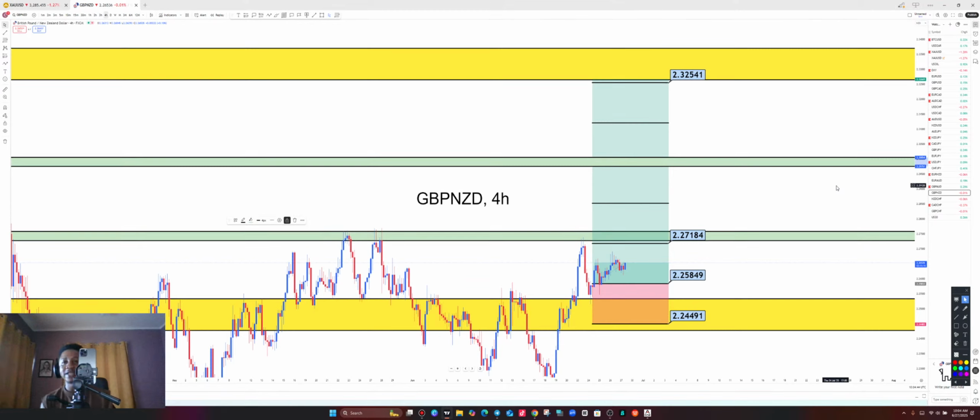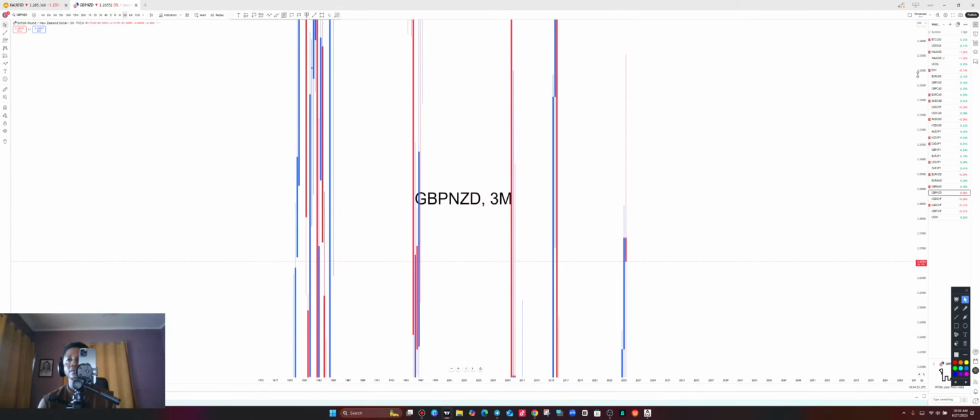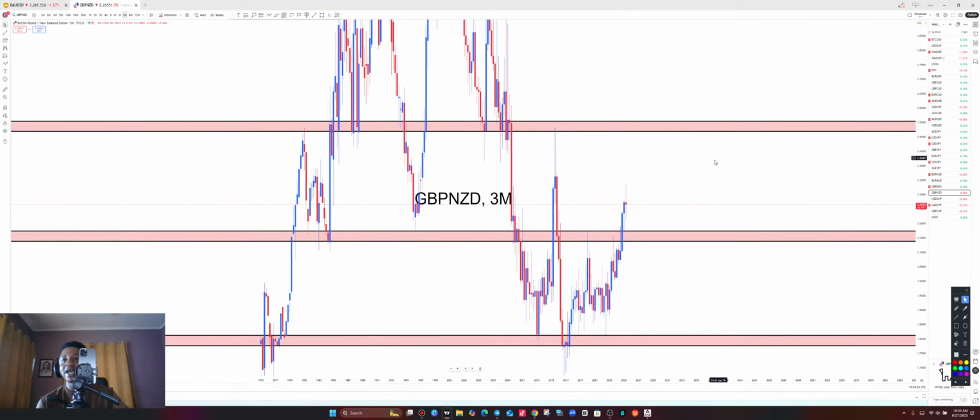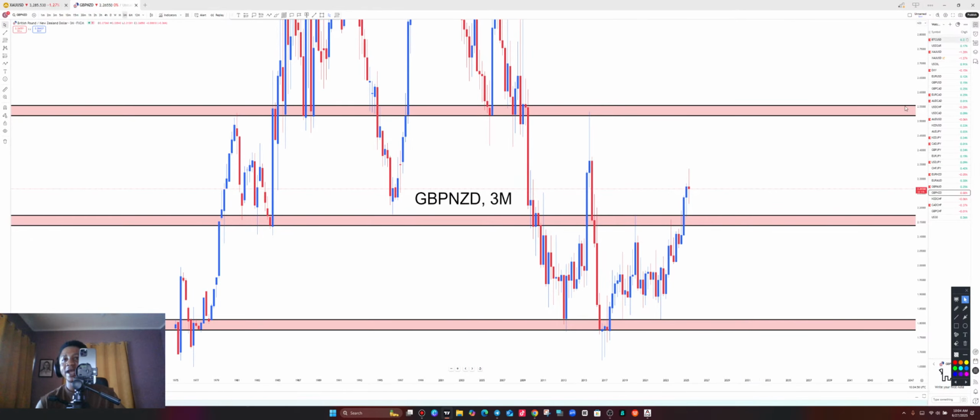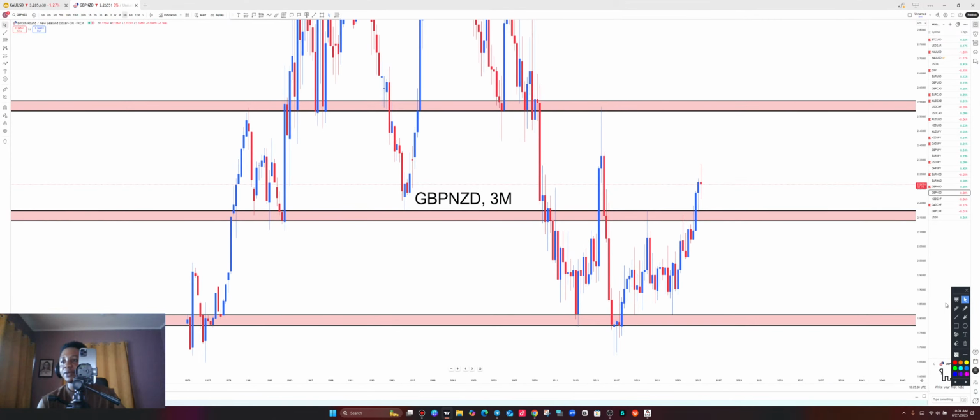Now, GBP NZD, we are already in a buy. Can we look for more buys in the same direction? Yes. How? Let's start the analysis as we take you through the 3 months time frame. All right, so this is GBP NZD on the 3 months time frame. Let's take our time and then analyze this pair completely. So on the 3 months time frame, we have the upper zone, the mid-range zone, and then the lower zone over here.